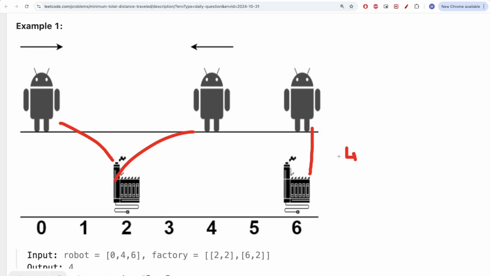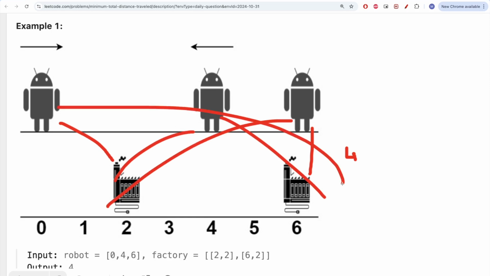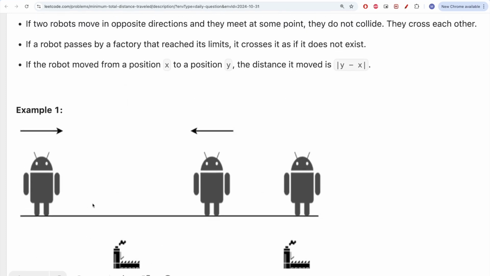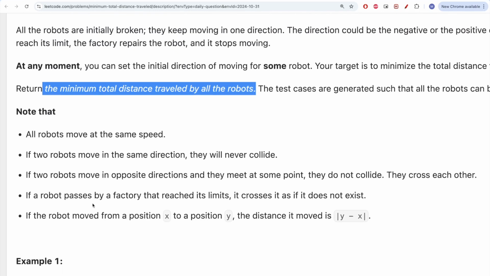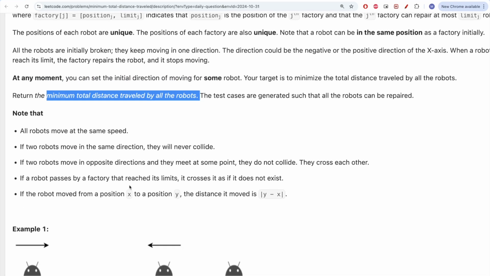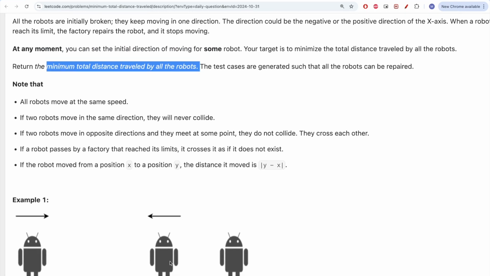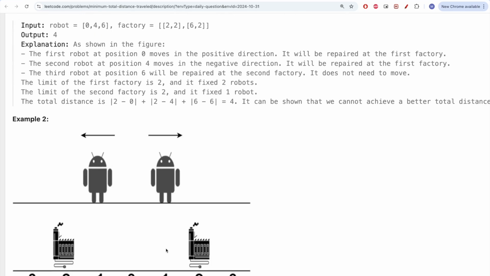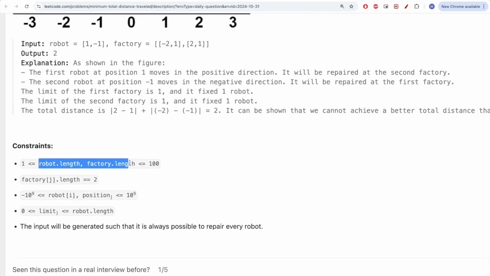And this is actually the minimum one, because if you get this one here and this one here, then now you have 6, so it's not, and if you get this one here, now you have an even larger cost. So the best way is 4, and so that's what we return. So that's basically the problem, to find the minimum total distance that we can get by assigning the robots optimally to factories.